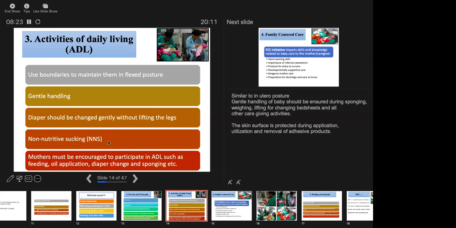And another activity of daily living is non-nutritive sucking, that is putting the baby on the empty breast to stimulate the sucking behavior. And mother should be encouraged to participate in the activities of daily living such as feeding, oil application, and diaper change. And also make sure the skin surface is protected during the application, utilization, and removal.